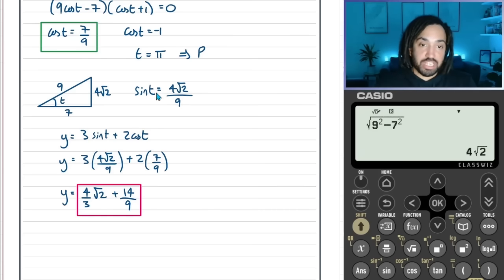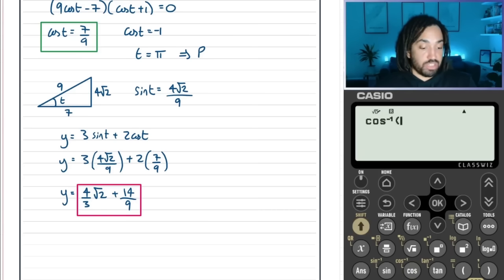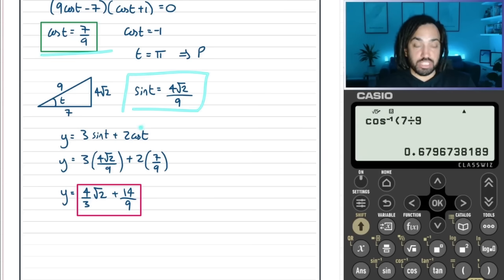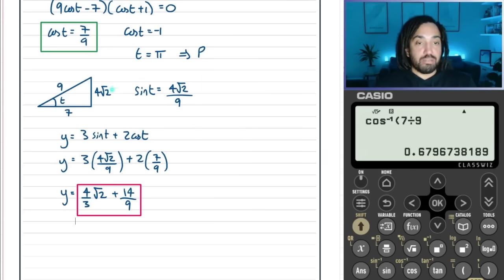Well, we can check whether sine t is positive or not, because we can do inverse cos of 7/9. Now that gives us an acute angle, and for acute angles, cos, sine, and tan for that matter are positive, which is great. But you may say, well, hold on a minute, maybe that t is not the first solution for cos, maybe it's the second solution for cos.